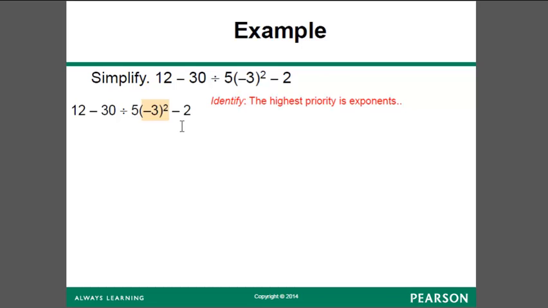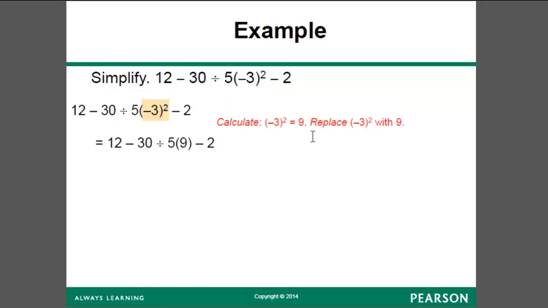So I simplify negative 3 squared, which means negative 3 times negative 3, which becomes a positive 9. And I replace the negative 3 squared with a positive 9. At this point, I look and see if I have any other exponents, which in this case I do not. Therefore, I move to my multiplication and division from left to right. I start on the left-hand side of my equation and start looking. Negative 30 divided by 5 is actually my first division that I see.